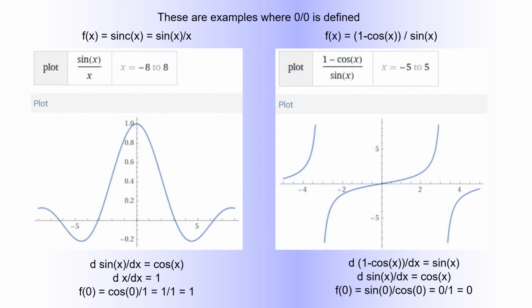Let's get back to the last examples. On the left side, the first derivative of sine of x is cosine of x, while the first derivative of x is 1. Thus f of 0 equals cosine of 0 divided by 1, which equals 1. On the right side, the first derivative of 1 minus cosine of x is sine of x. The first derivative of sine of x is cosine of x. Thus f of 0 equals sine of 0 divided by cosine of 0, which equals 0.